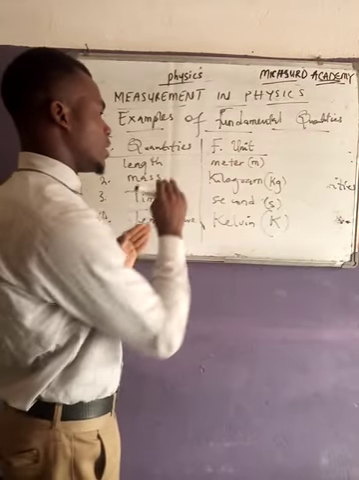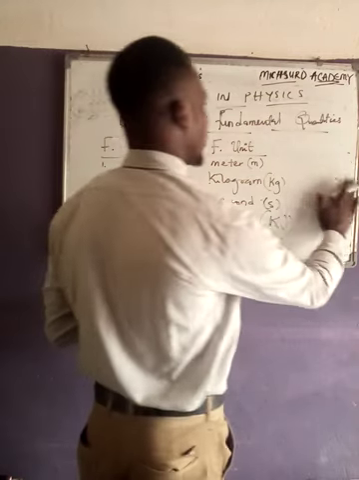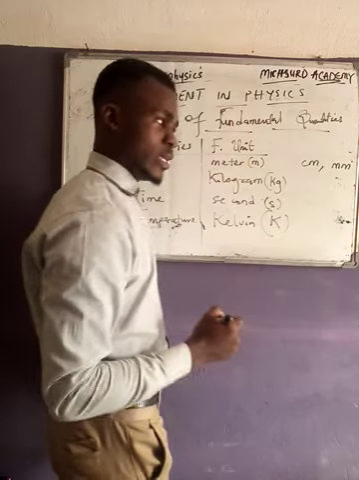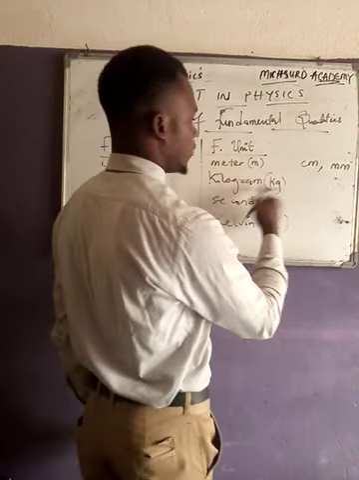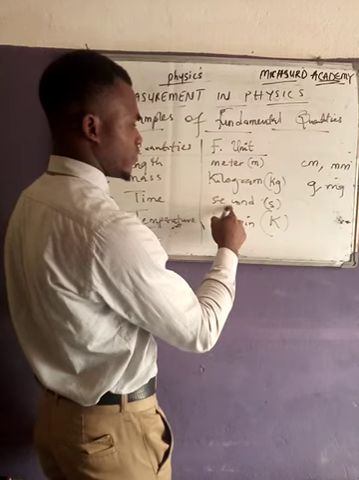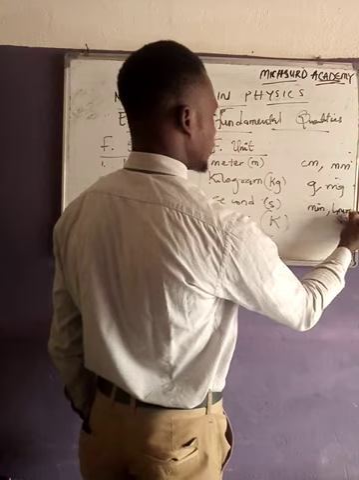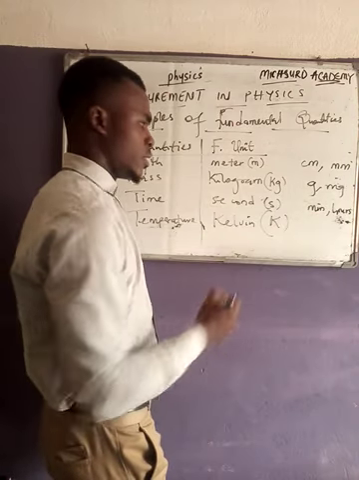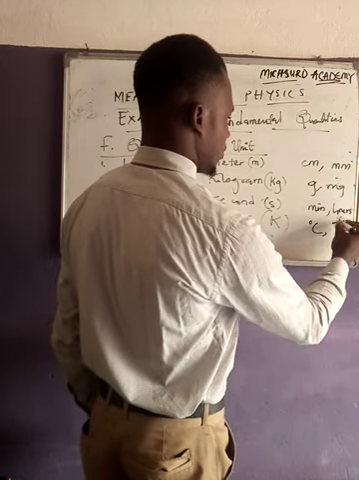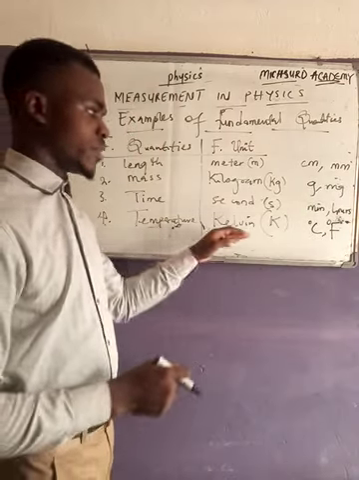This meter here is not the only unit for length. We can have other units like centimeter for length, millimeter for length. Also, apart from kilogram, you can have gram, milligram, and so on. Then apart from seconds, you can have minutes, or even hours. Then instead of Kelvin, you can have Celsius, you can have Fahrenheit for temperature.